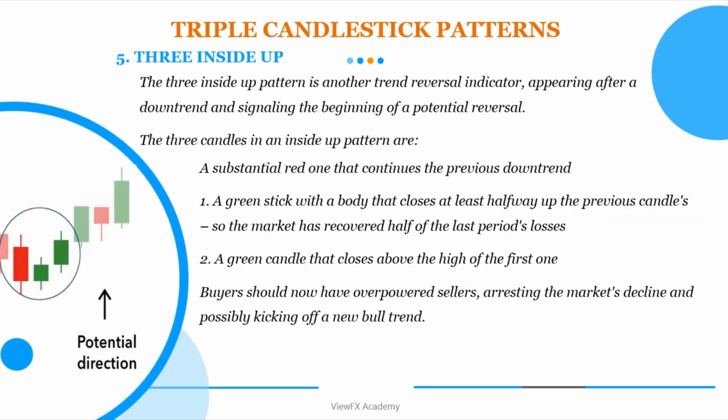3 inside up. The 3 inside up pattern is another trend reversal indicator, appearing after a downtrend and signaling the beginning of a potential reversal. The three candles in an inside-up pattern are: a substantial red one that continues the previous downtrend, a green stick with a body that closes at least halfway up the previous candle, so the market has recovered half of the last period's losses, and a green candle that closes above the high of the first one. Buyers should now have overpowered sellers, arresting the market's decline and possibly kicking off a new bull trend.